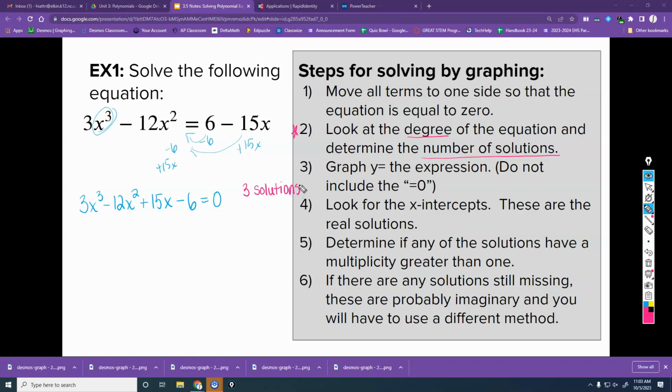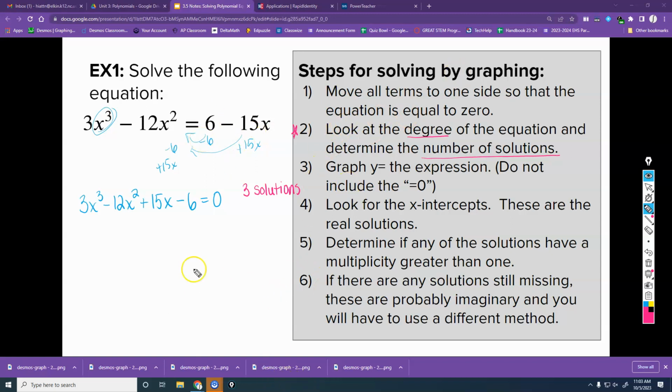So that's important for when you're graphing it. Because if we graph it and we find 3 solutions, then we're done. If we graph it and we only find 1, then that means there's some imaginary out there that we've got to go find. Okay? So, what we're looking for here, now that this is equal to 0, is really the zeros of that function, right? Because the zeros tell us where that equals this.